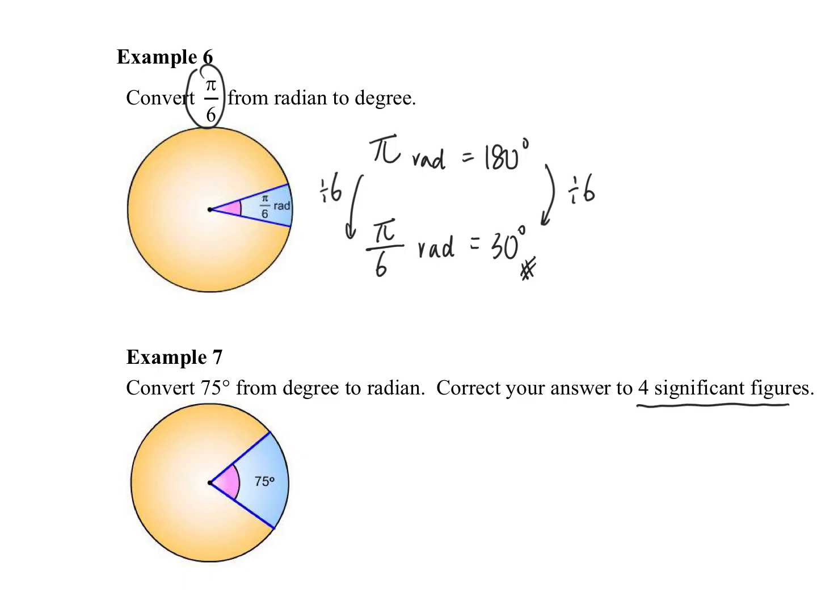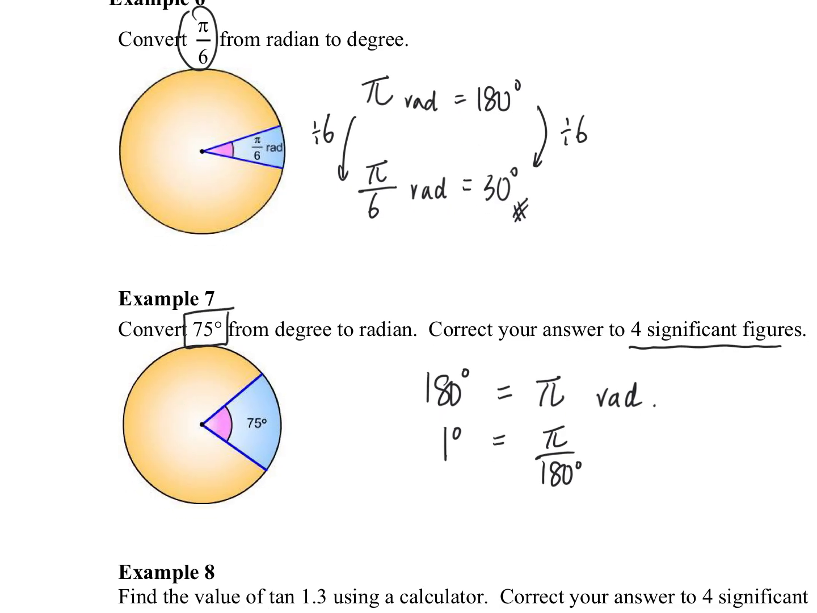So again, we start from 180 equals to pi radians. Okay, I started with degree first because I'm converting degree on the left side. So I find 1 degree. Then I find 75.